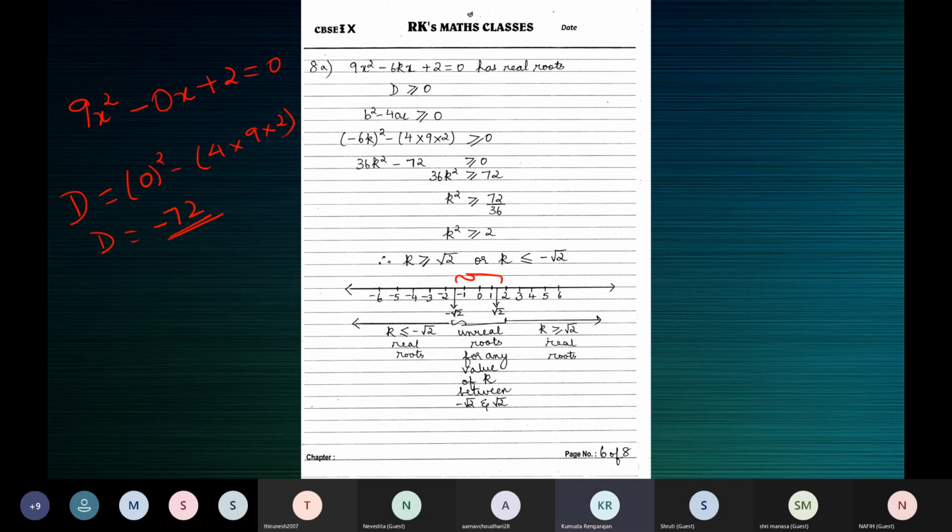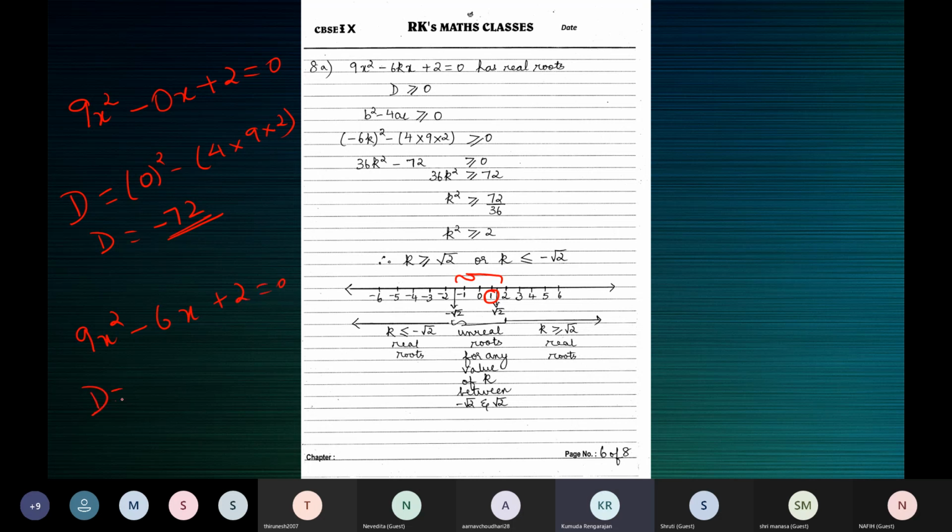Supposing we take k is equal to 1. Okay, so it will be 9x square, and 6 into 1 is 6, minus 6x. When k is 1, children, 9x square minus 6x plus 2 is equal to 0.